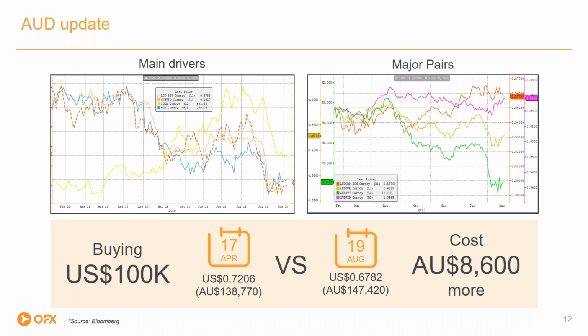So this is just a representation of how these movements can potentially impact any company or any individual. We have an exercise here which basically shows you that if you were to buy $100K of US, it would have cost you back in April only 138K Aussie, but now that costs you more than 8K more. So there has been a lot of volatility, not only in the Aussie dollar, but in all the major currencies across the world. And this will definitely have an impact on how companies hedge or protect their finances.